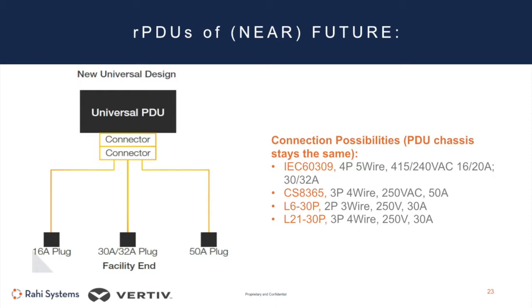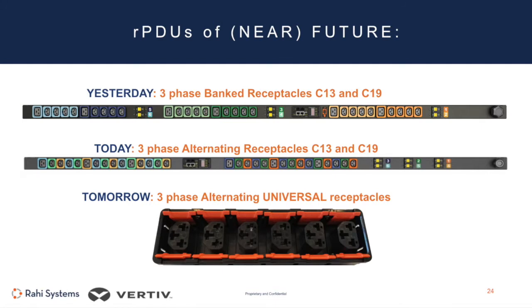And finally, we can take that a step further and talk about alternating universal receptacles. That particular image shows an outlet that can be either a C13 or a C19, depending upon what the user requires. So you can see just by looking at these outlets that the outlet has the signature of both a C13 and a C19.